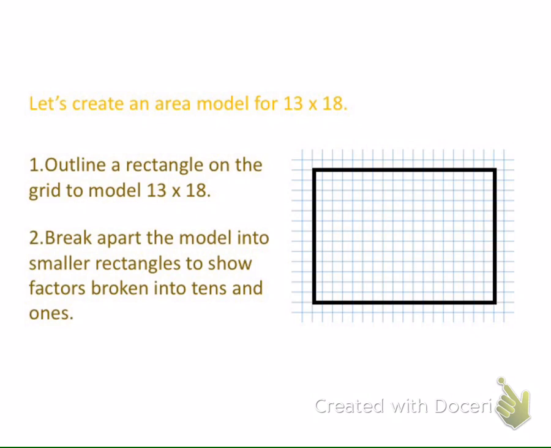Now it says let's create an area model for 13 times 18. Outline a rectangle on the grid to model 13 by 18. Well, here it is, 18 across, 13 going down. Now it says break apart the model into two smaller rectangles to show factors broken into tens and ones. Well, 13 equals 10 plus 3, and 18 equals 10 plus 8. So I'm going to make the top 10 plus 8. I'm going to make the side 10 plus 3.